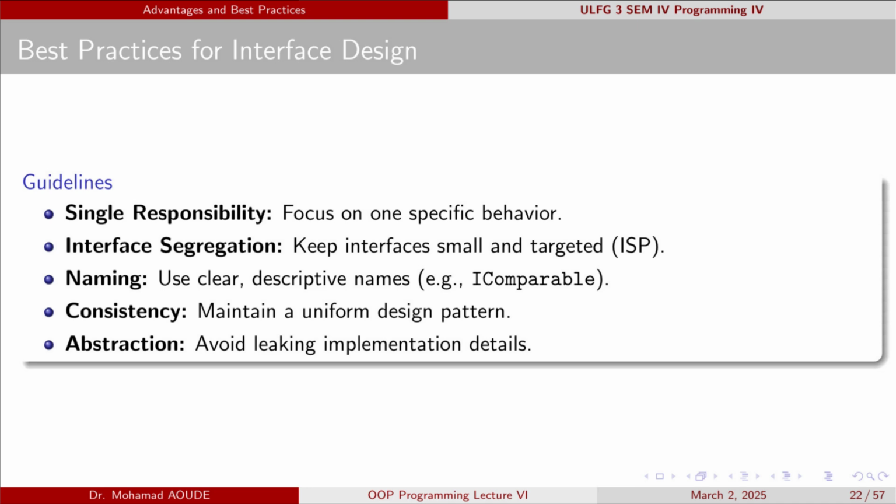Designing good interfaces is both an art and a science. Follow the single responsibility principle. One interface should describe one behavior. Use interface segregation. Don't force classes to implement methods they don't use. Naming matters. Interfaces should be descriptive and start with an I, like IComparable. Stay consistent with your design pattern and keep abstraction clean. Avoid leaking implementation details into interface contracts.